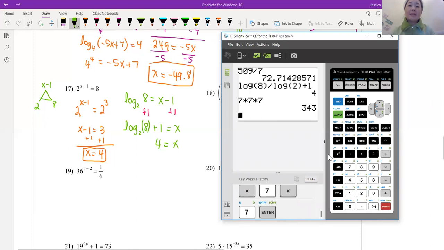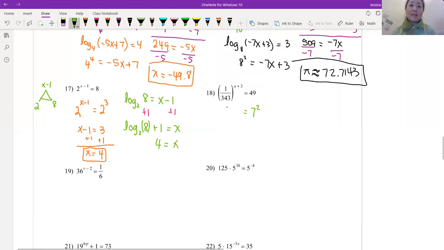Let's do it 3 times. If you notice, that's 343. So it's 7 to the third power, right? So this is actually 7 to the third power. But remember, this is in a fraction, right? Which means that we have a -3 right there. And then that is to the a plus 3 power. Are you ready? This is going to be fun.